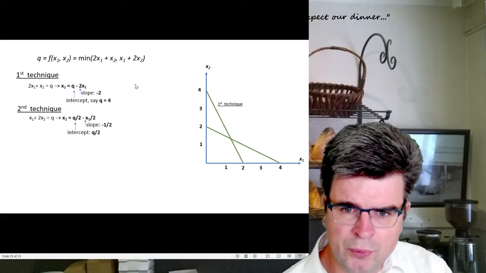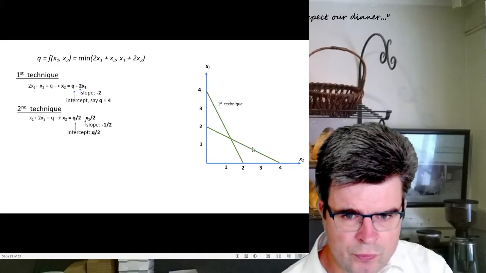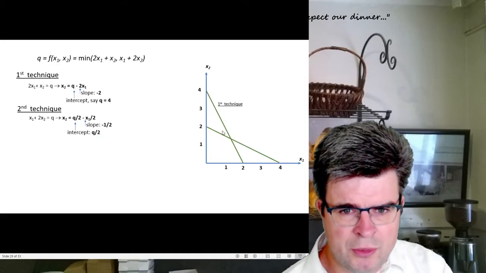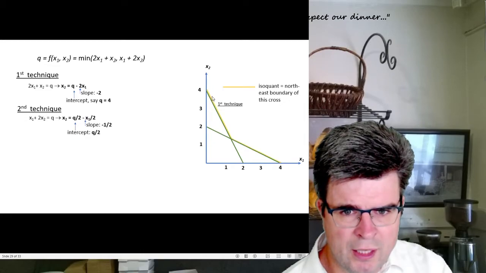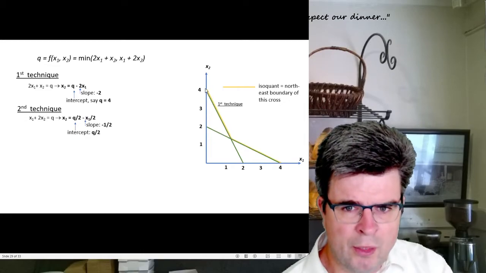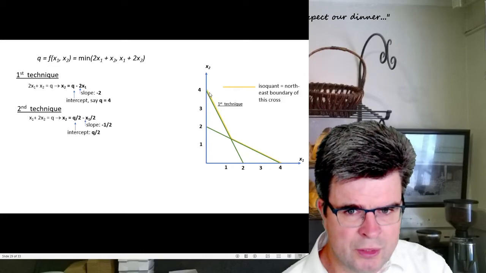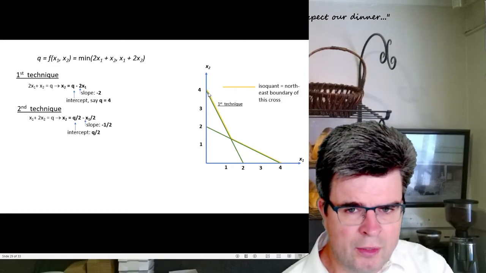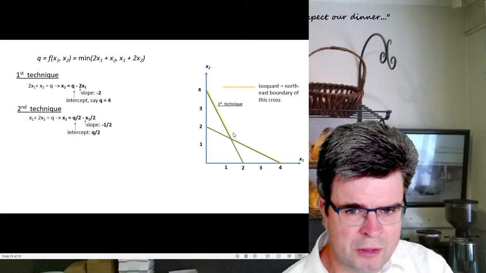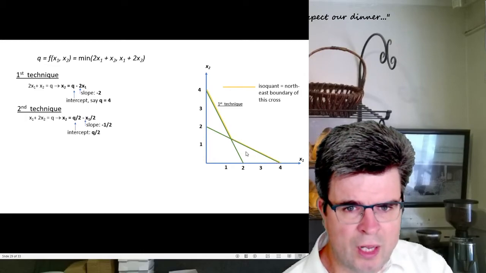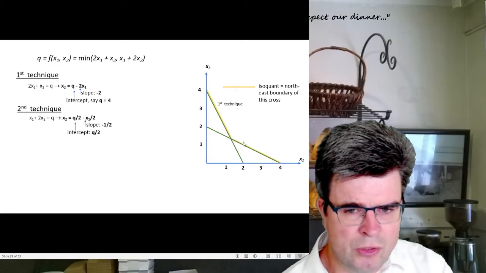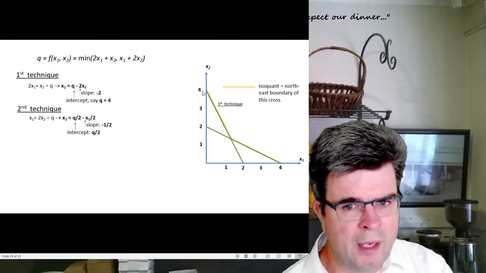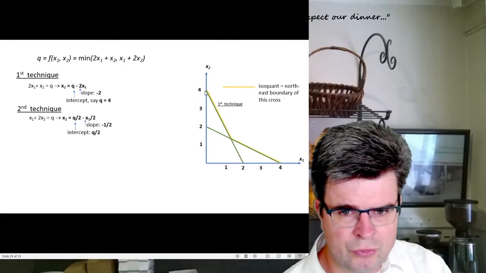So to produce 4 units, both conditions need to be satisfied, meaning that the isoquant has the following form. In order to produce exactly 4 units, you need to use combinations that are on the yellow line over here. All these combinations allow you to produce exactly 4 units of output.